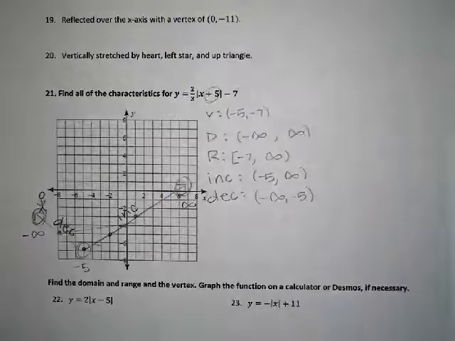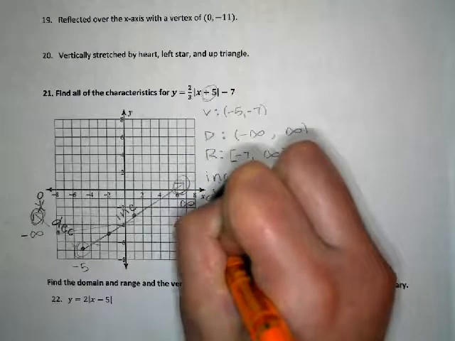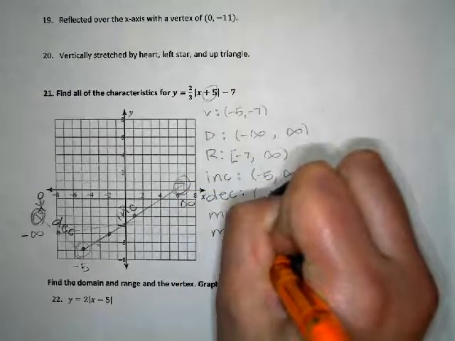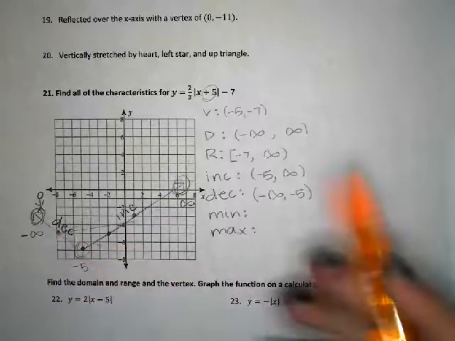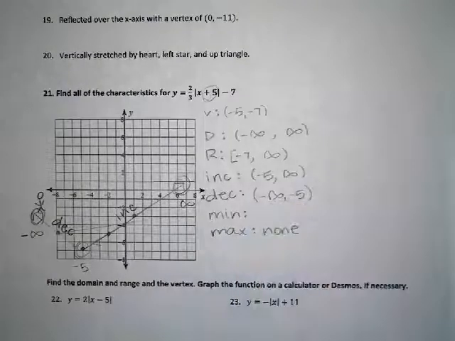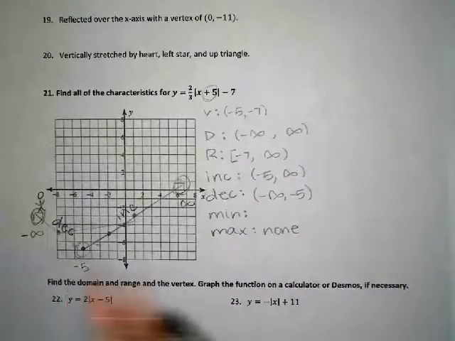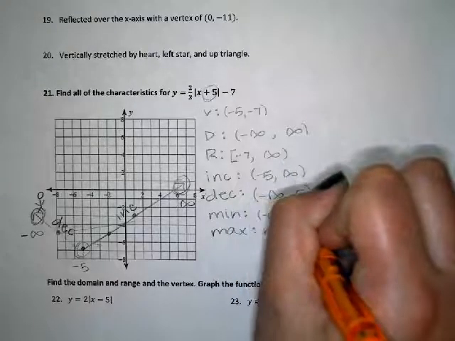Next on the list of vocabulary words was max and min. You're always going to write down that you tried to find both of them, but for this particular unit, there's only one or the other. These graphs don't have both, they just have one. So this graph has a lowest point, it does not have a highest point. So for max, I'm just going to write none. I'm not going to ignore it, I'm just going to say none. The minimum value is the same as the vertex, so -5, -7.